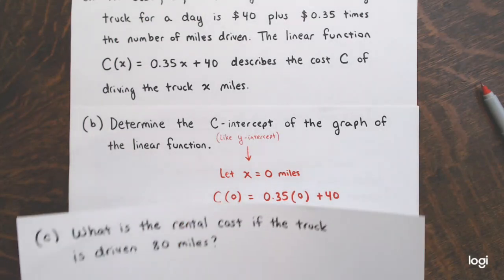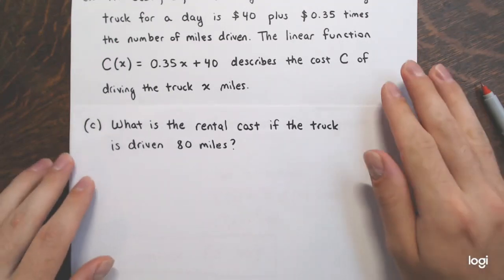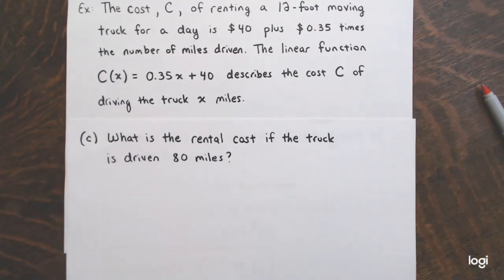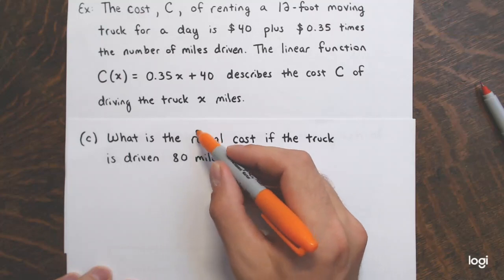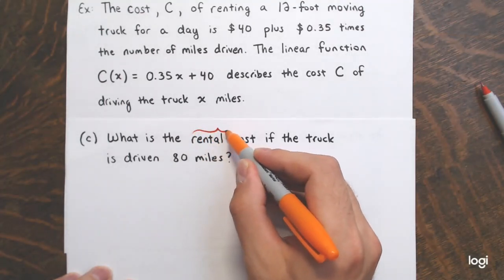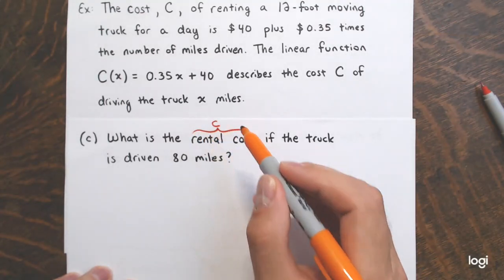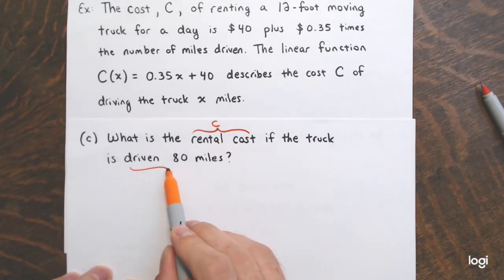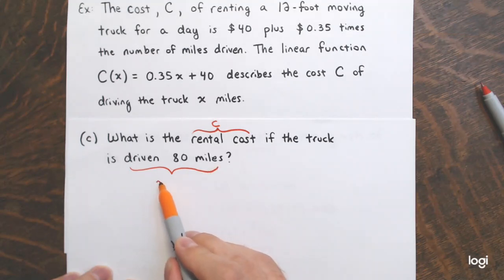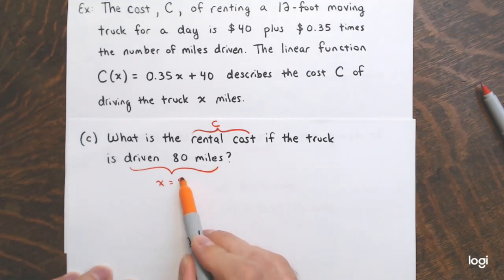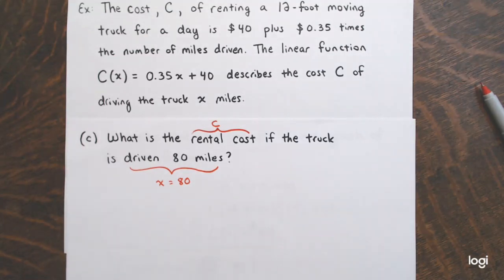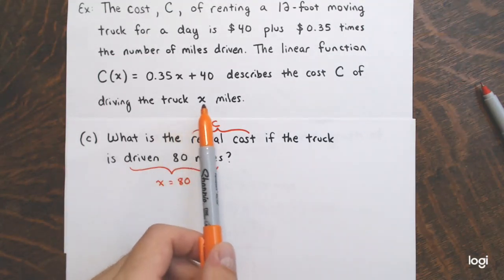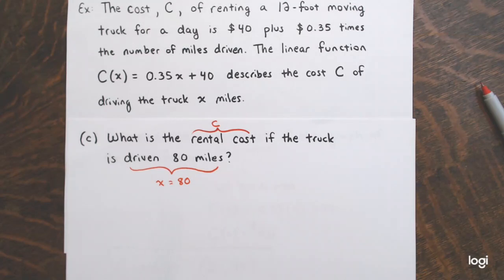Next question, part C. Same problem here. What is the rental cost if the truck is driven 80 miles? So the big question is, what is the rental cost? Now remember, rental cost is C, or C of X. And driven 80 miles, that's the X value, right? That's X equals 80 miles. Because remember what X means, X is the number of miles driven, and C is the rental cost.